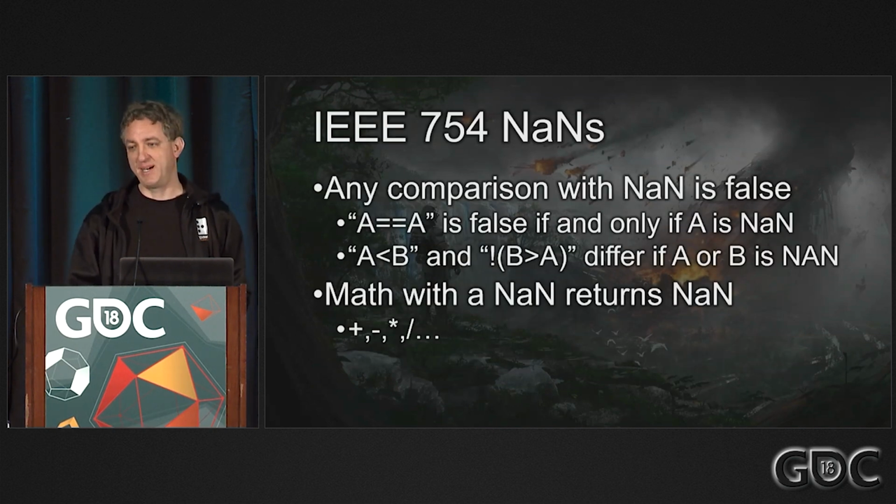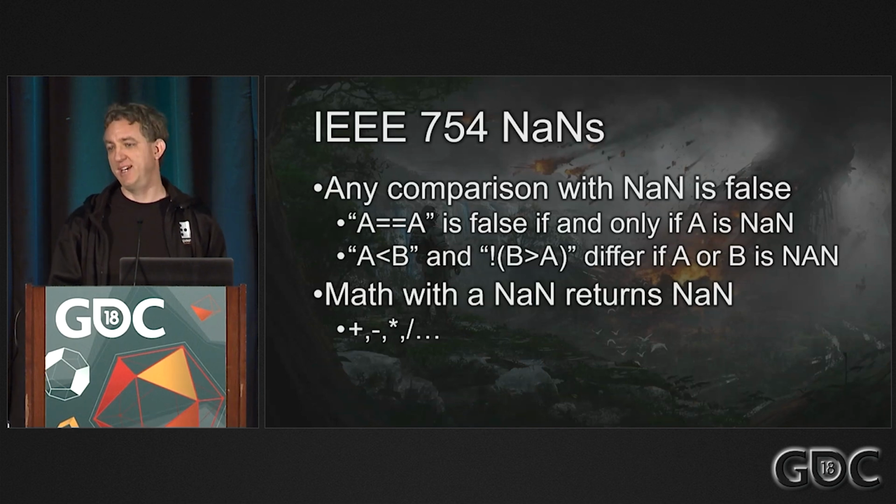So an interesting thing about nans is any comparison with them returns false. So A equals A can be false if and only if A is a nan. And if you turn on fast math in your compilers, they usually ignore nans, but nans can be important, so I don't turn on fast math. And math with nans also returns nan, for the most part.